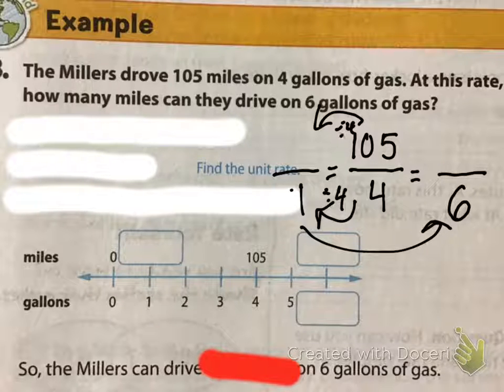What is 105 divided by 4? We might have a decimal. Let's see what it is. Rocco. 26.25. Correct. And we got this.